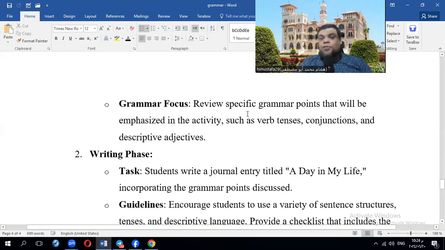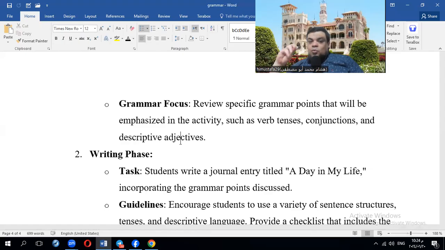Grammar focus: review specific grammar points that will be emphasized in the activity, such as verb tenses, conjunctions, and descriptive adjectives. So I focus on and review specific grammar points that would be used in this activity. So after reading, we have the writing phase.